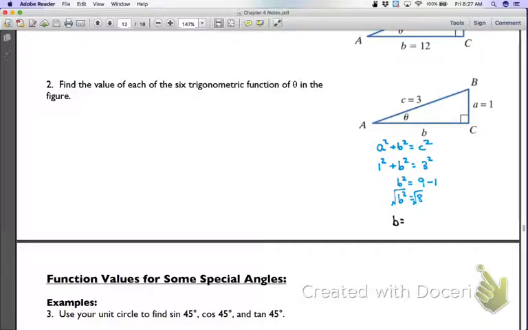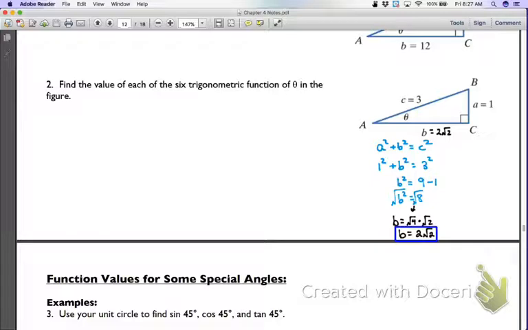So in doing that, whenever I break up the square root of 8, I'm going to have the square root of 4 times the square root of 2. So my b side length is 2 times the square root of 2. So once I have that, now I have all of my values that I need. So I can set up my trig ratio.